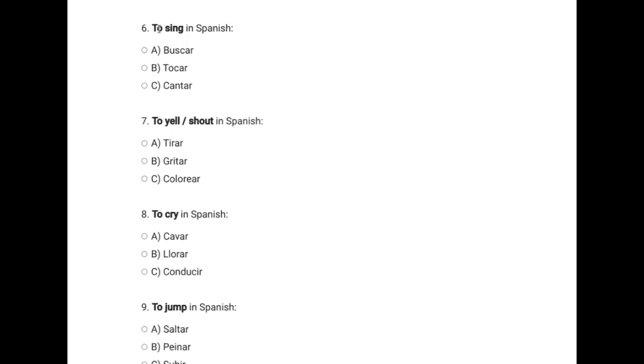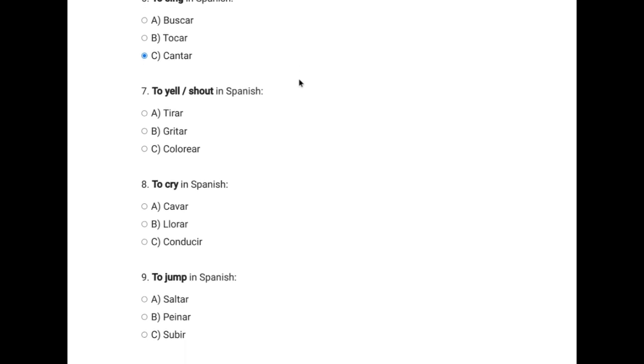Number 6 says to sing in Spanish. We have the options buscar, tocar, and cantar. To sing in Spanish would be cantar. To sing in Spanish would be cantar.